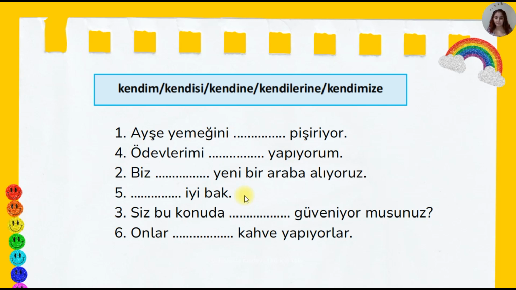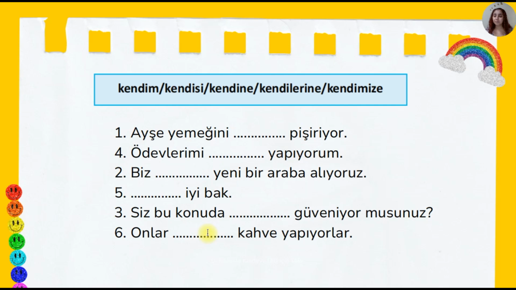Kendine iyi bak. Okay. Siz bu konuda blah blah güveniyor musunuz? Güvenmek. To trust. Do you trust blah blah in this topic? Konu, topic. And I will say kendinize. Kendinize. I think they didn't write here kendinize, but it's supposed to be. Kendiniz, yourself. Kendinize, to yourself. Do you trust yourself in this topic?